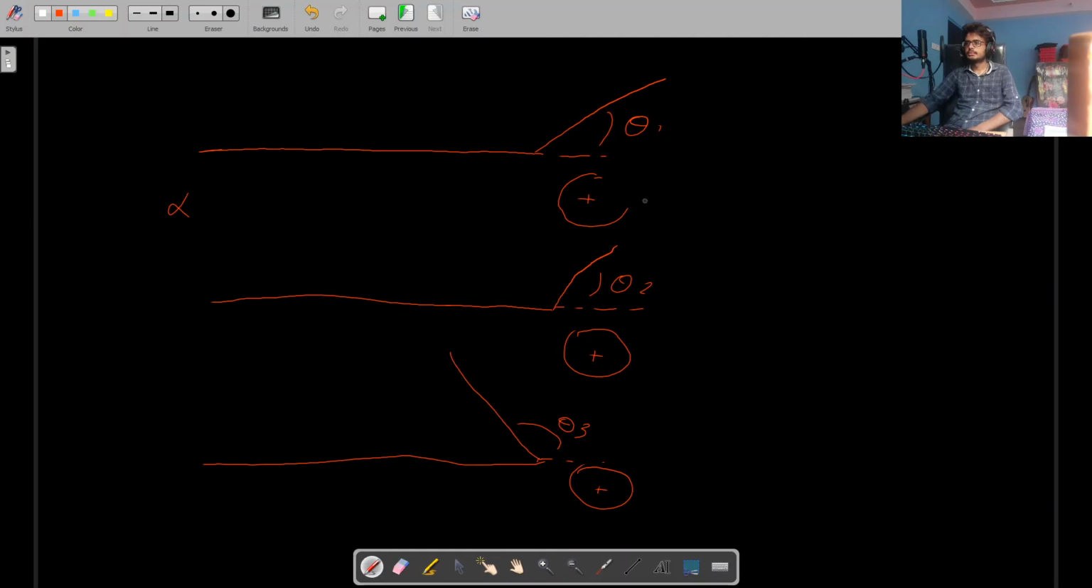So this distance is measured from the center of the nucleus, the center of the atom. So this is the impact parameter B. Okay. And this has a direct form.